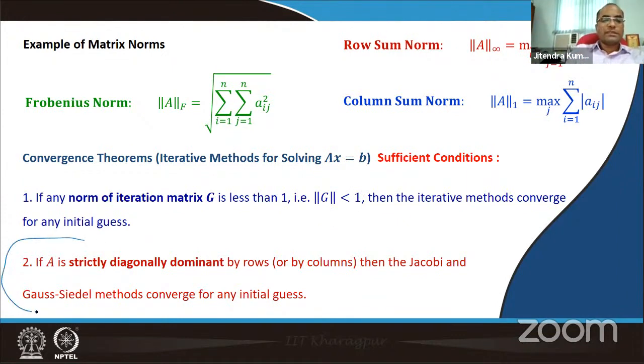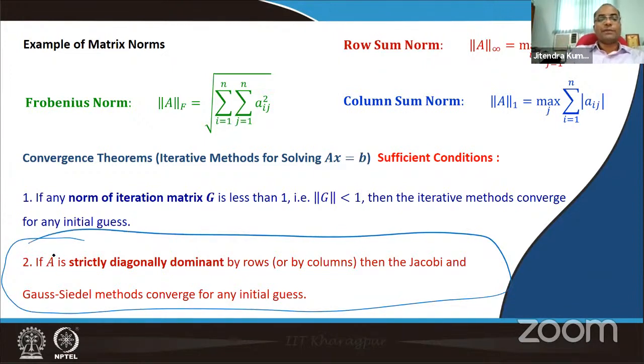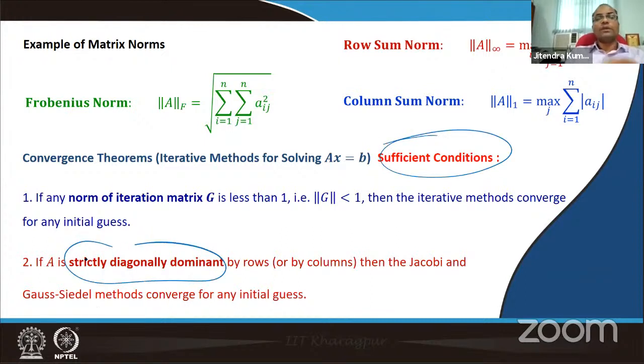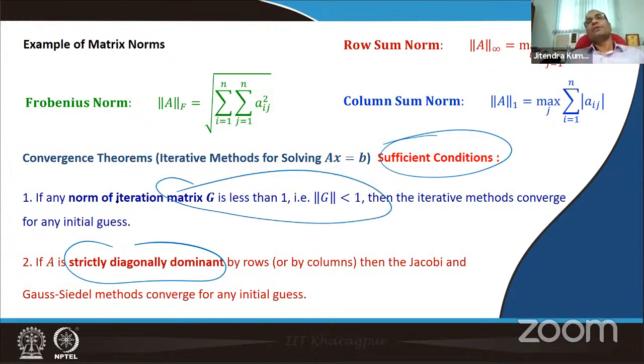So this is the first condition we usually check, because here you are talking directly about A, which is a given quantity in your system of equations. If A is strictly diagonally dominant by rows or by columns, then the Jacobi and the Gauss-Seidel methods converge for any initial guess. The only problem with the sufficient conditions is that if you don't have a strictly diagonally dominant matrix, then you cannot say anything. You cannot say that it will not converge. Or if the norm is greater than 1, you cannot say it will not converge, because then we don't have any result. We cannot conclude anything.